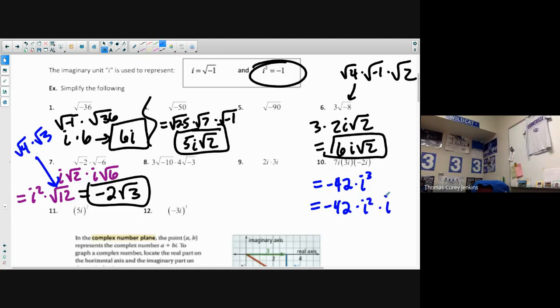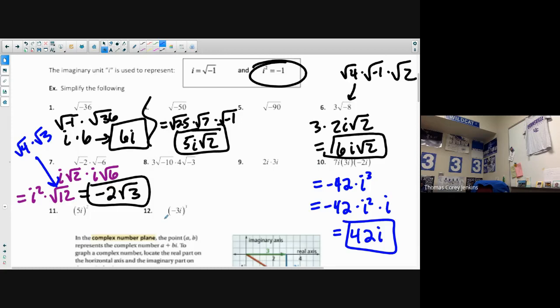Right, so why'd we do that? So now we know i squared is equal to -1. Okay, so this just says -42 times -1, so that'd be +42. And then we still have that i. Okay, so I'm going to leave the rest of those for you. So I suggest you try them. So just to recap, we did not do 5, 8, 9, 11, or 12. Those would be good extra practice for you guys to do and check them.